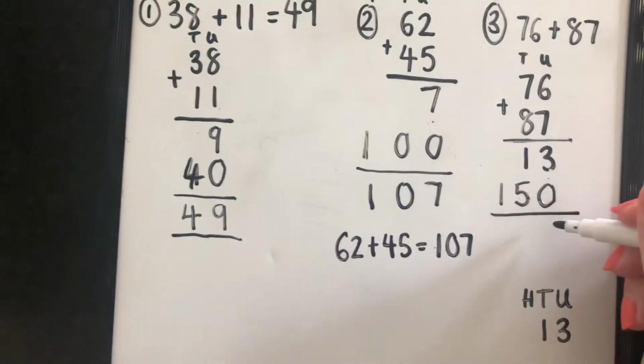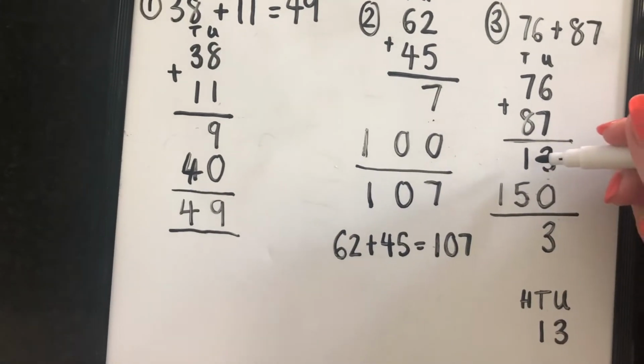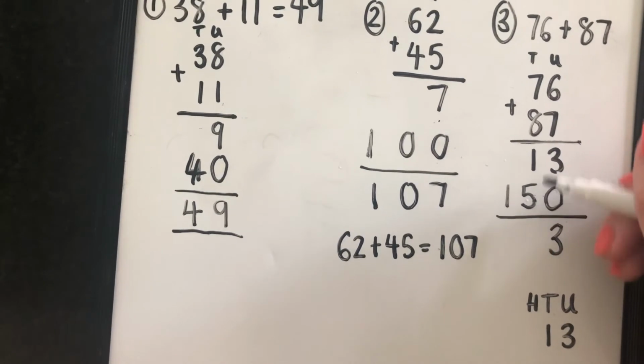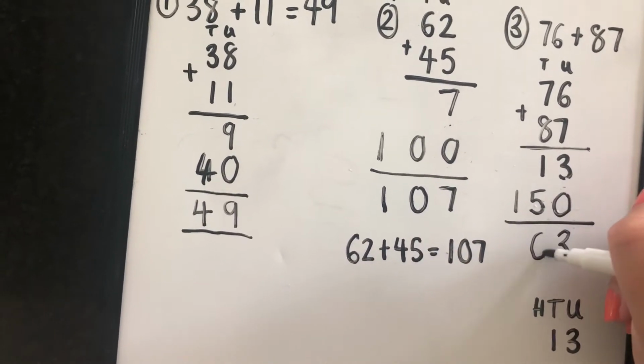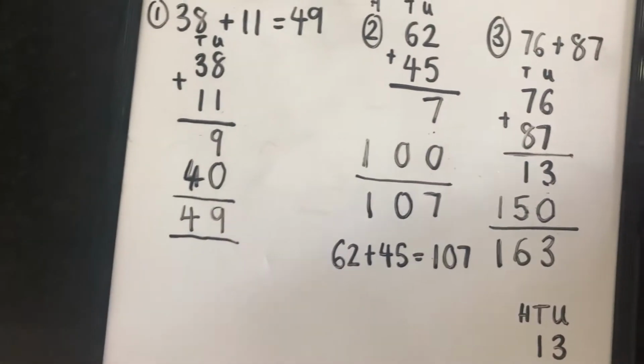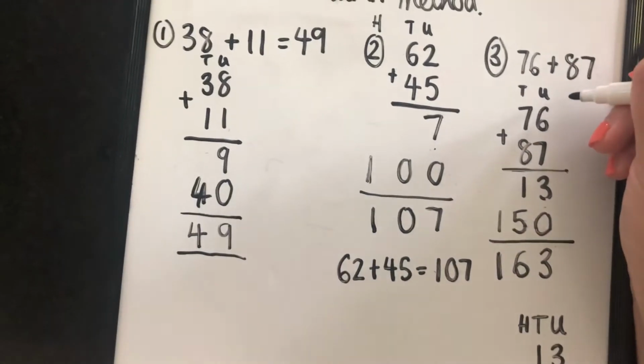Okay, now we're going to add them up. 3 add 0 is 3. 1 add 5 is, well, 1 ten add 5 tens is 6 tens, and then 1 add 0 is 1. 163.